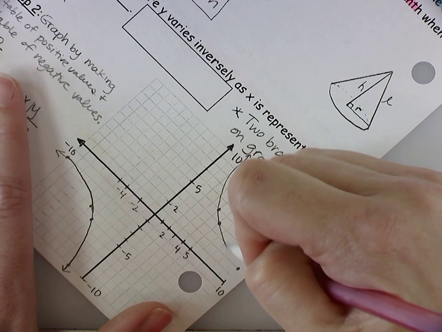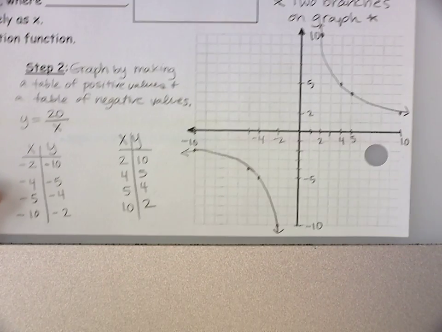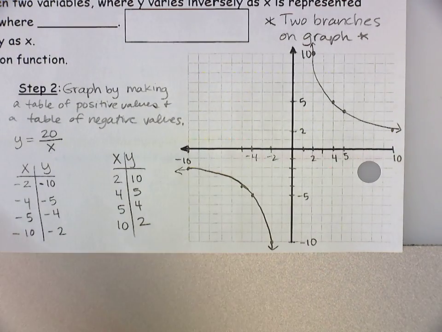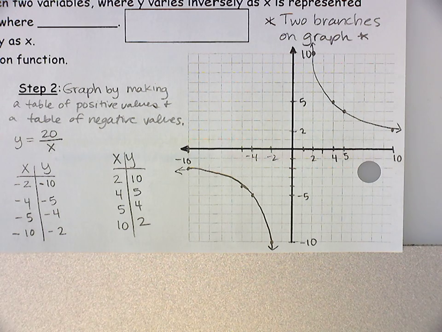Oh, here. You guys need me to just put it up for you. Okay, so those are your 2 branches. How do our graphs look? Good. Like a reflection. Okay, great.